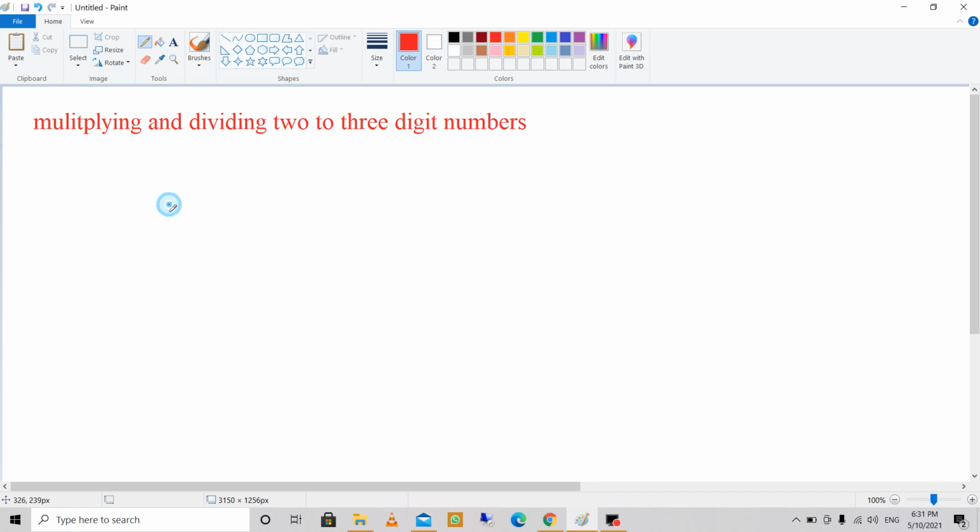So let's multiply. For example, we have the number 242, and we want to multiply it with a two digit number. Sorry, 23. How to do that? 242 multiplied by 23.